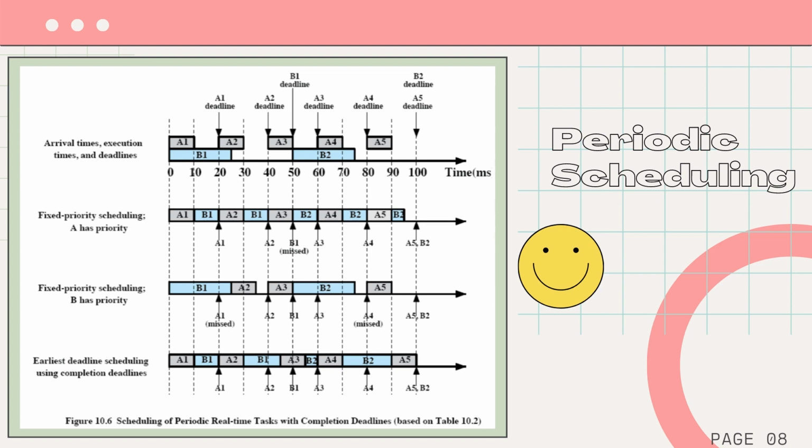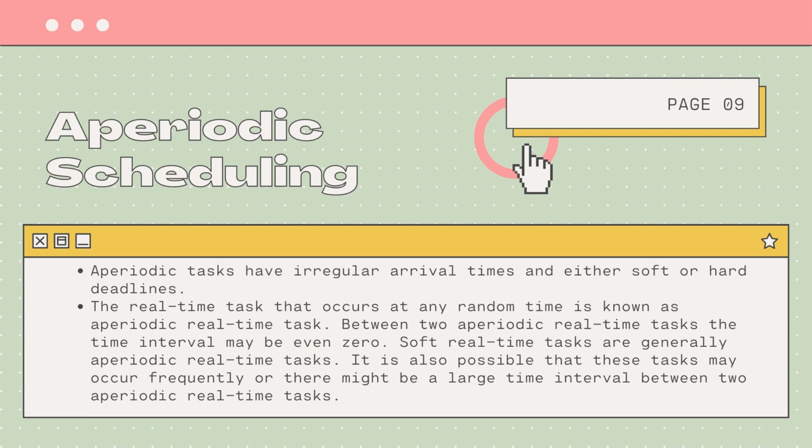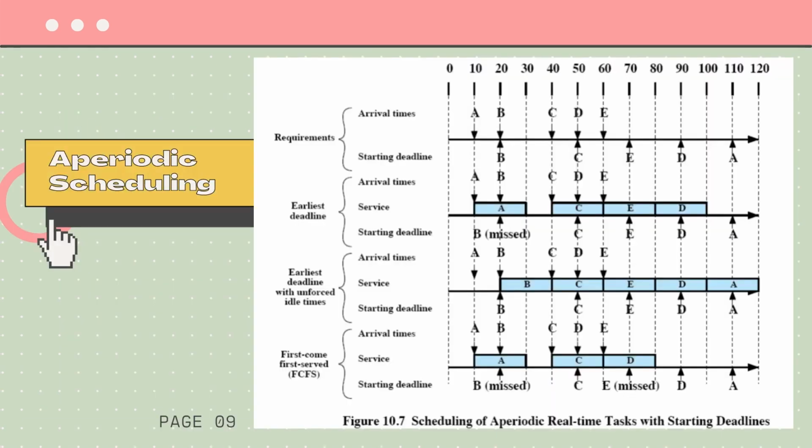Then on aperiodic scheduling. Aperiodic tasks have irregular arrival times and either soft or hard deadlines. The real-time task that occurs at any random time is known as an aperiodic real-time task. Between two aperiodic real-time tasks, the time interval may be even 0. Soft real-time tasks are generally aperiodic real-time tasks. It is also possible that these tasks may occur frequently, or there might be a large time interval between two aperiodic real-time tasks. We can see on this aperiodic table that the requirements are arrival time and the starting deadline.